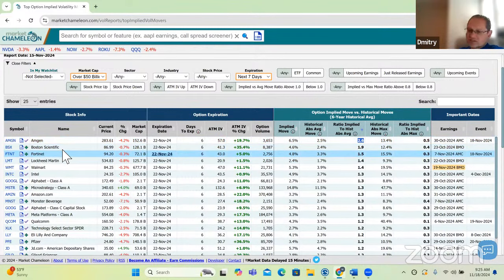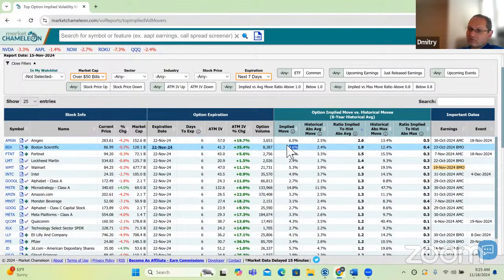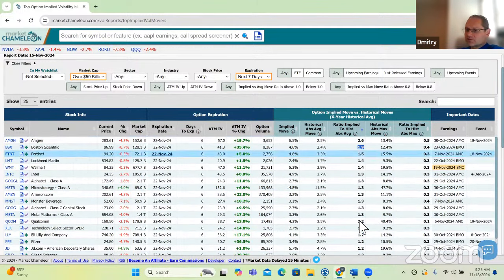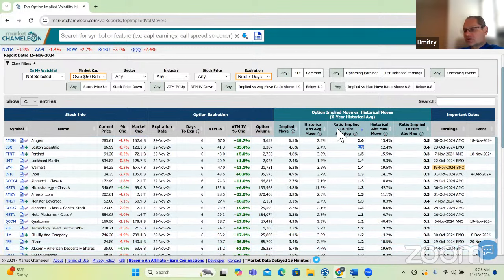Here, Boston Scientific, and these are healthcare stocks, right? They're pricing a 4.6% move versus a historical average move of 2.4%. That's 1.9 times itself. So this is a quick way to sort that out by highs to lows. And if we wanted to go lows to highs, of course, just click that.